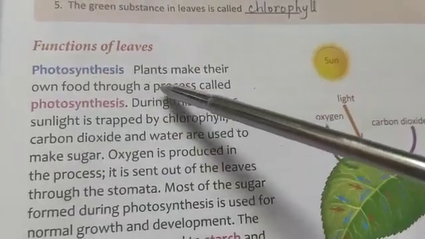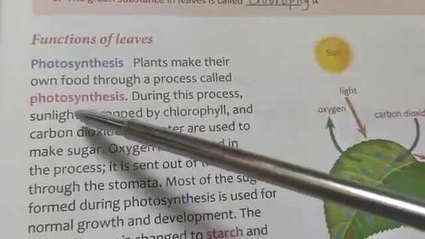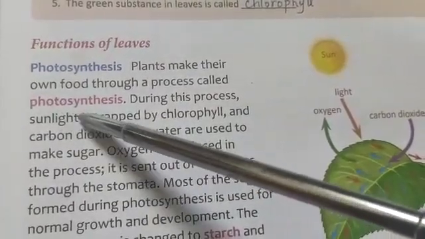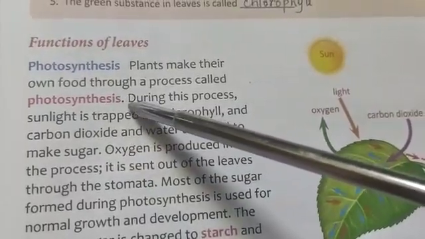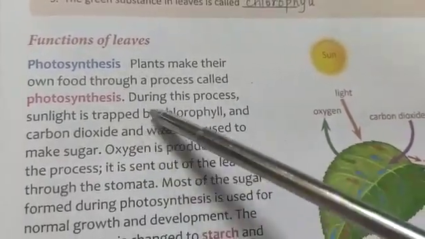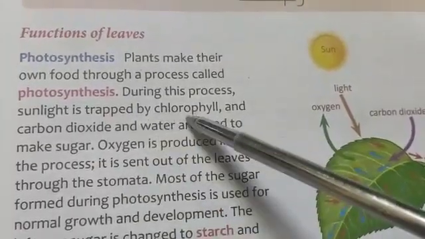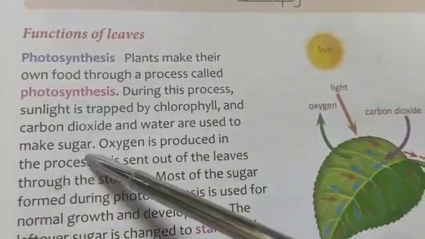Photosynthesis. Plants make their own food through a process called photosynthesis. Photo, PHOTO, photosynthesis, SYNTHESIS. During this process, sunlight is trapped by chlorophyll, and carbon dioxide and water are used to make sugar.